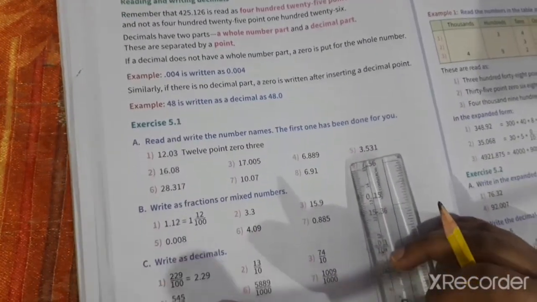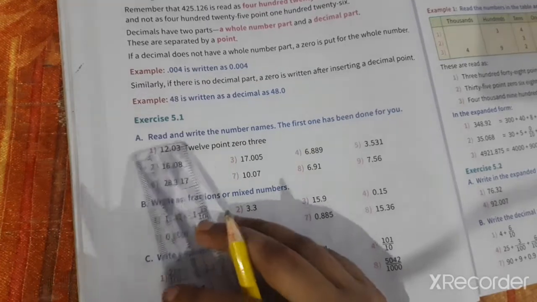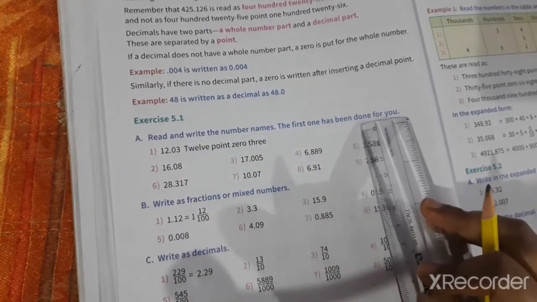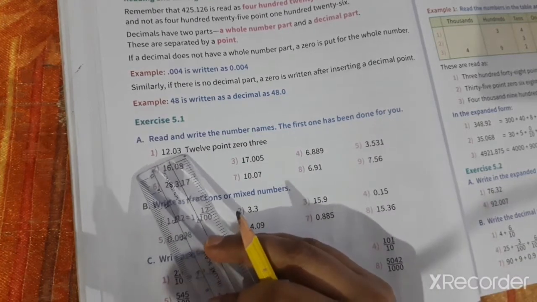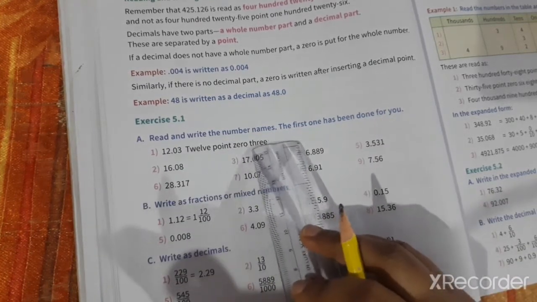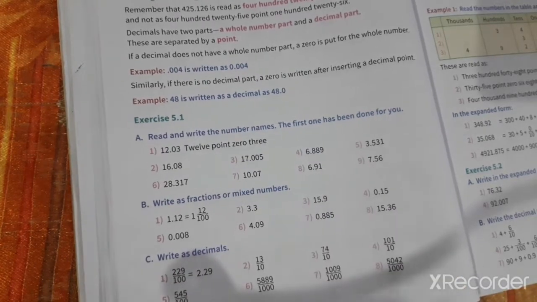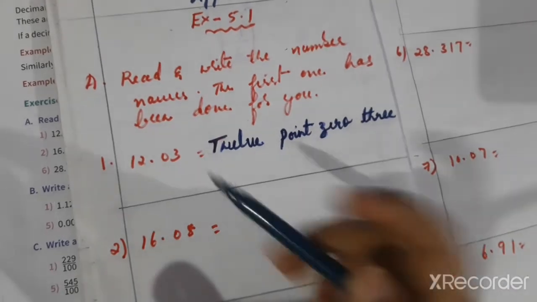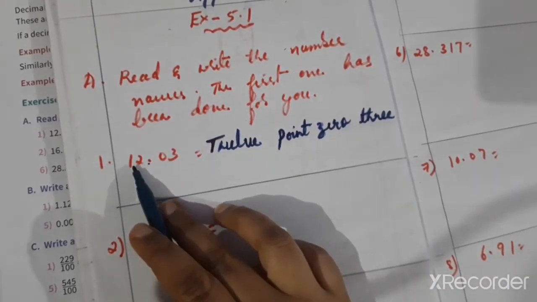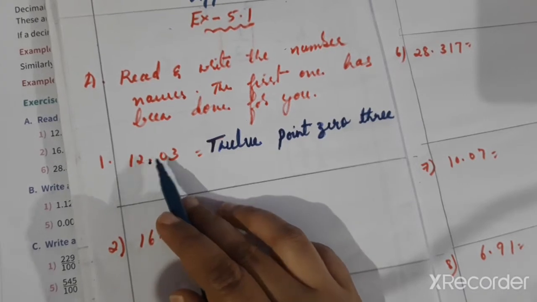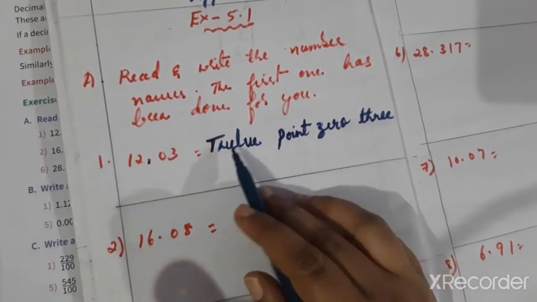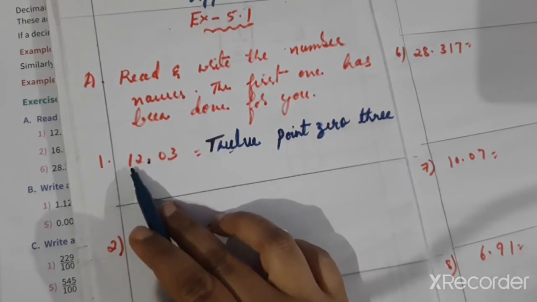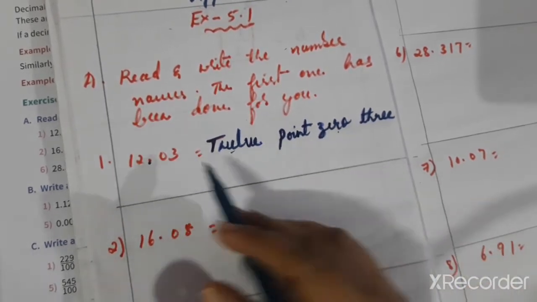Now Exercise 5.1. Read and write the number name. The first one has been done for you: 12.03. So here is how to read a decimal number. Before the decimal point we read together, and after the decimal point we read each digit. So 12.03 is twelve, not one, two, and then zero three.